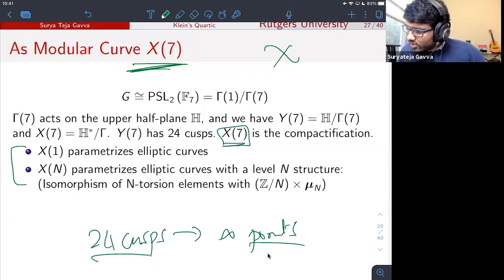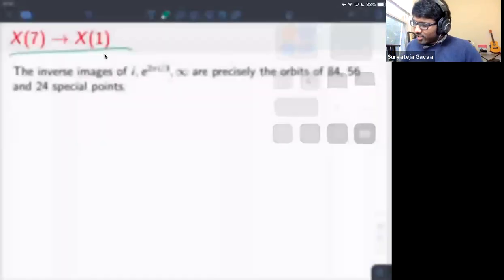In fact, the natural map... Sorry. Let me... Okay, I want to get to showing those modular forms at least. Okay, so I'll leave this.